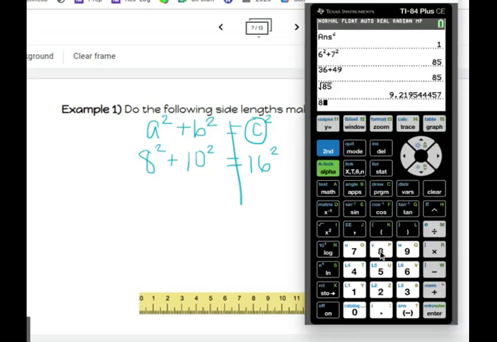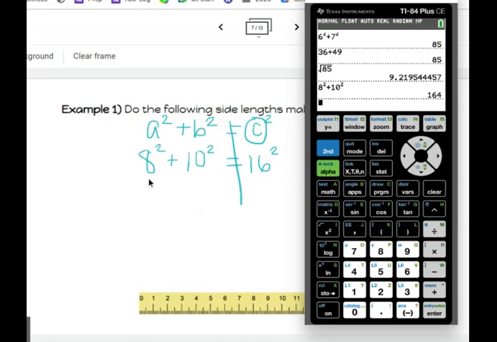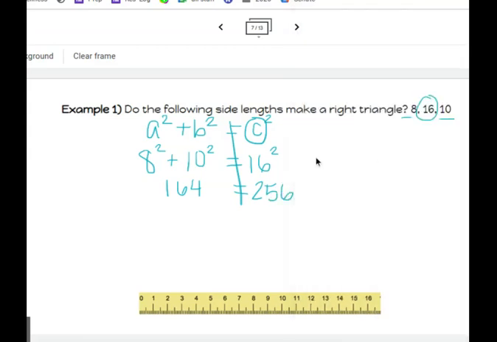So the left side is 8 squared plus 10 squared, which I can either type directly into my calculator, or I could do 8 times 8 plus 10 times 10, which is 64 plus 100, which in my calculator is 164. On my right side, I have 16 squared, which is 256. So this does not make a right triangle. I'm going to say no, because 164 does not equal 256.